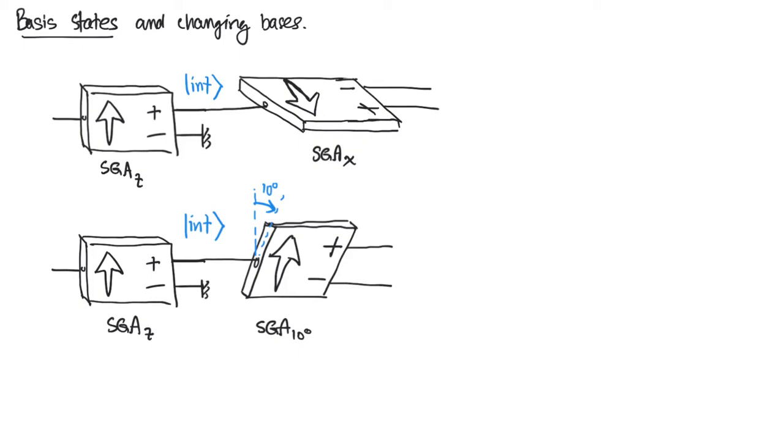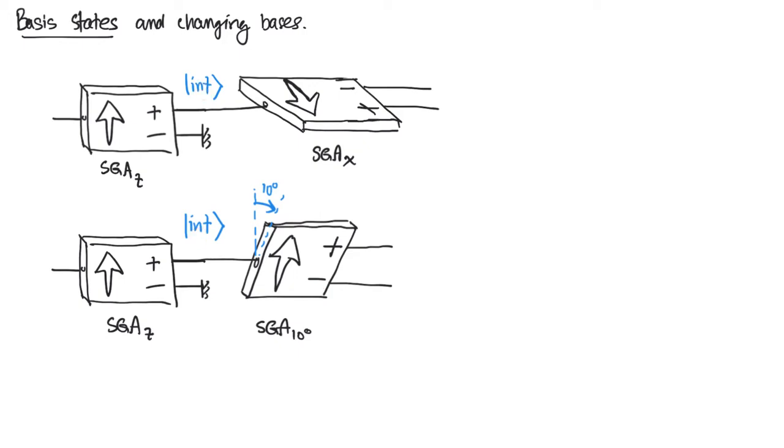Hello again, physics friends. Today we're going to focus on the basis kets, or basic states, of a quantum system. And we've seen already what happens if we have the following two experiments, right? We have a Z analyzer in both cases, followed either by an X or by a 10-degree analyzer.